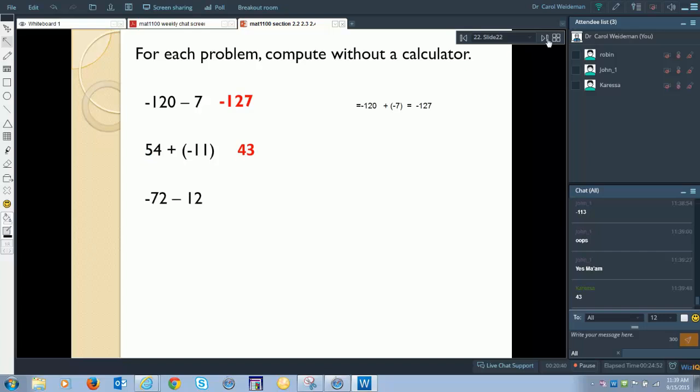Good. Now, how about this one? This is like the first one. So what are we going to get for an answer here? You're going to change this. This is going to be negative 72 plus, and I'm going to add the opposite. Whoops. Negative 84. Good, John.